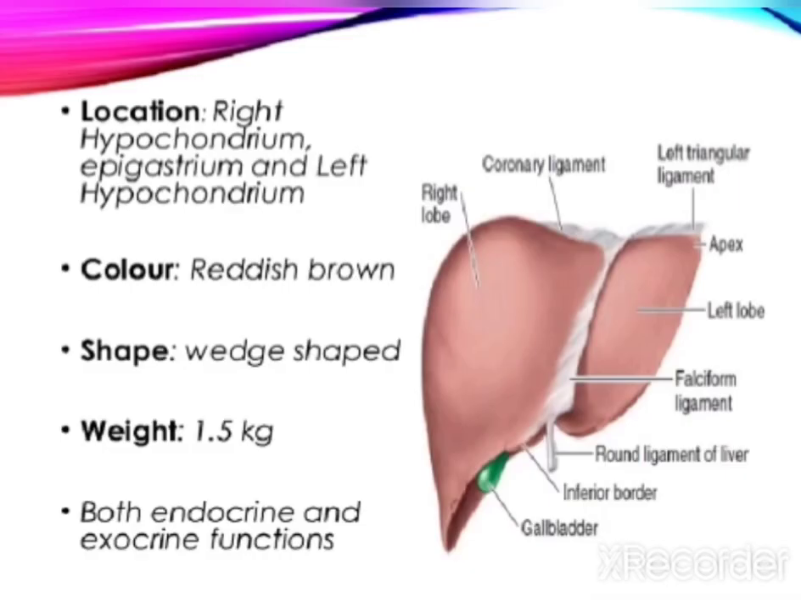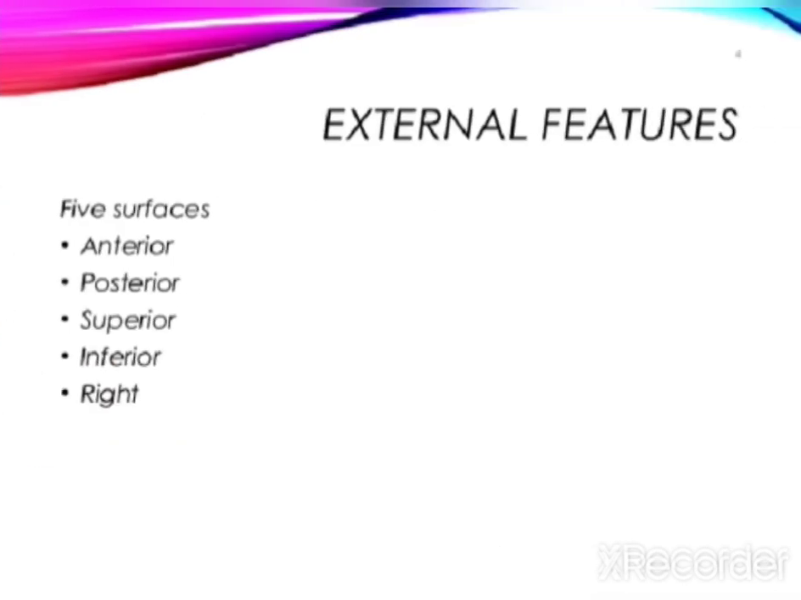The liver is also called hepar, from which we get the adjective hepatic. This hepatic adjective is applied to many structures connected with the liver. The liver is the second largest gland in the body. It secretes bile and performs various other metabolic functions. Now, its external features.